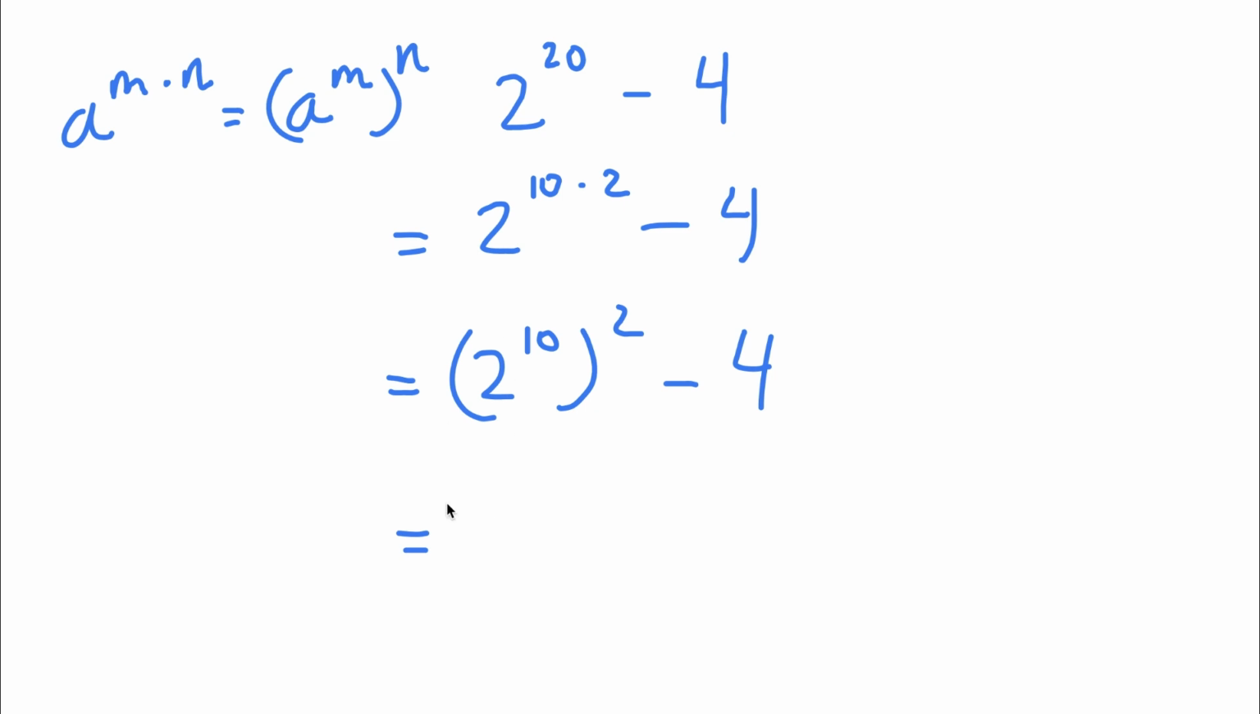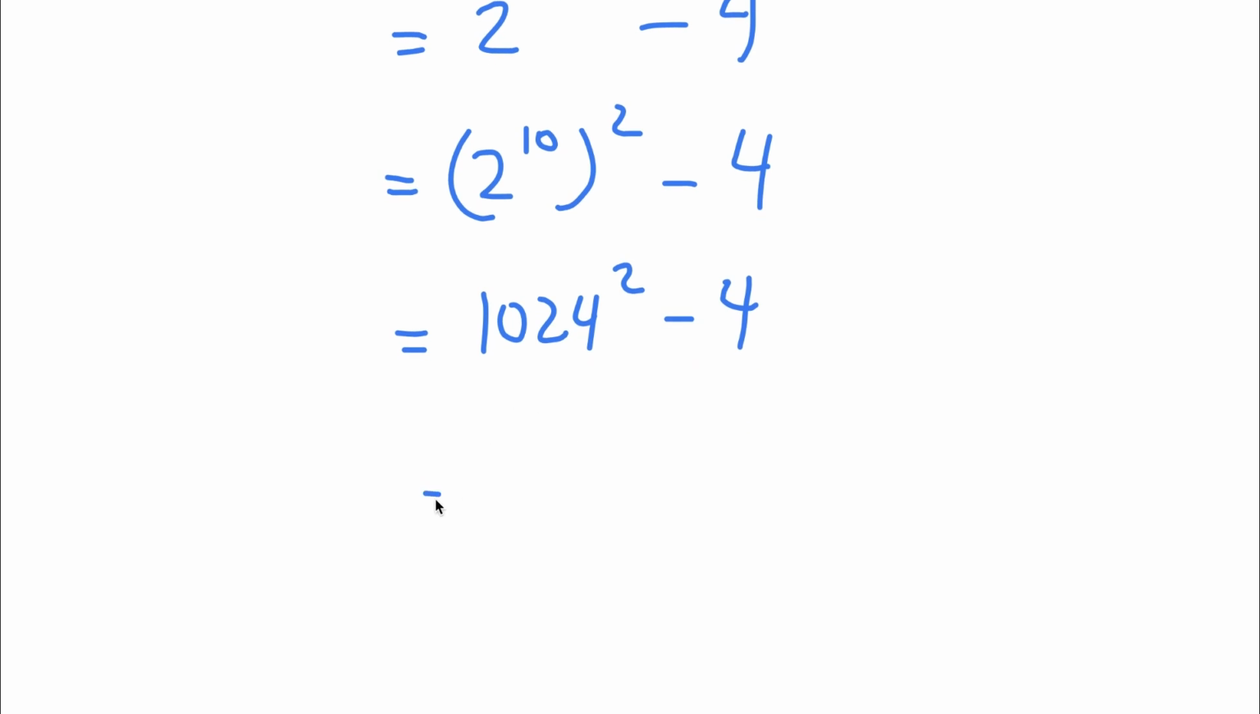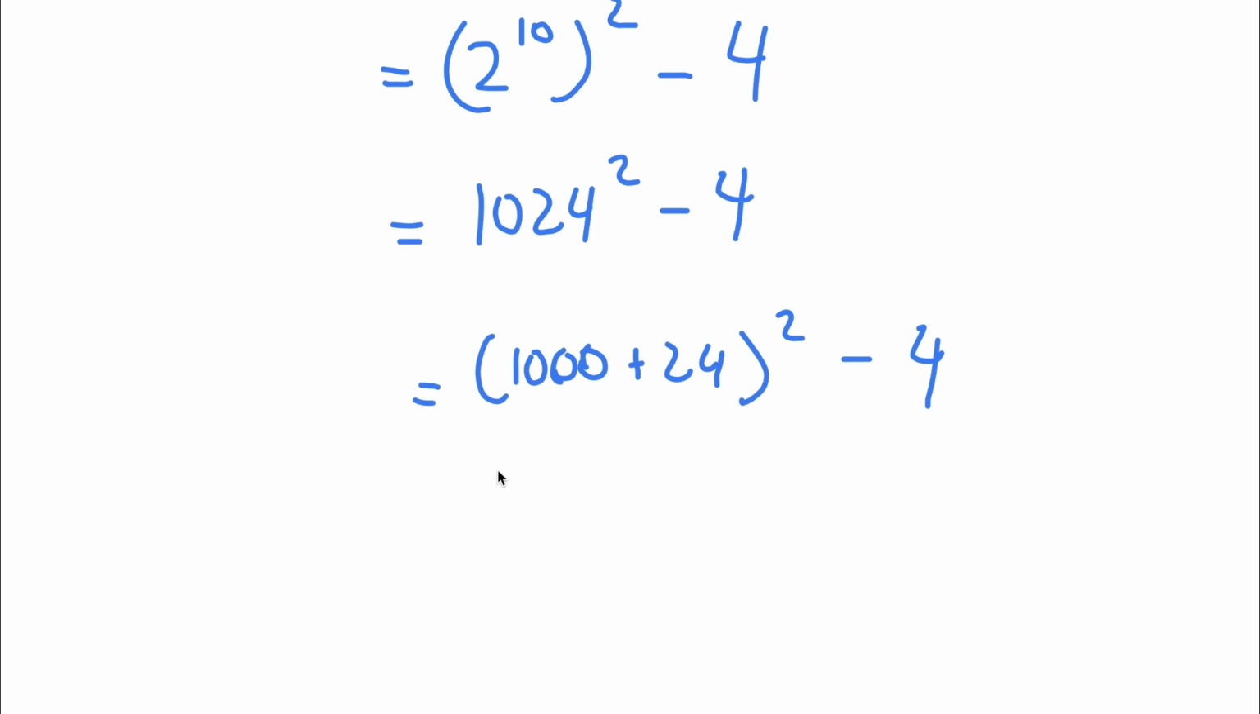Now 2 to the power of 10, that's going to be 1024. So now I have 1024 to the power of 2 minus 4. Now 1024, I can rewrite this as 1000 plus 24. So now I have 1000 plus 24 to the power of 2 minus 4. Now, if I have something in the form a plus b squared, this is equal to a squared plus 2ab plus b squared.